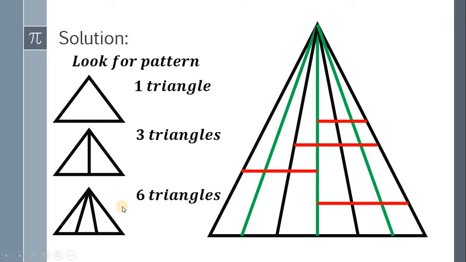Now, try to observe some pattern. If you don't see the pattern, I will show you the pattern now. In this triangle, we have 1. In the second triangle, we have 2 plus 1. We have 2 small triangles and the big triangle. We have 2 plus 1. Now, in the third picture, we have 3 small triangles plus 2 medium size and the big triangle. So we have 3 plus 2 plus 1, or simply 6 triangles.